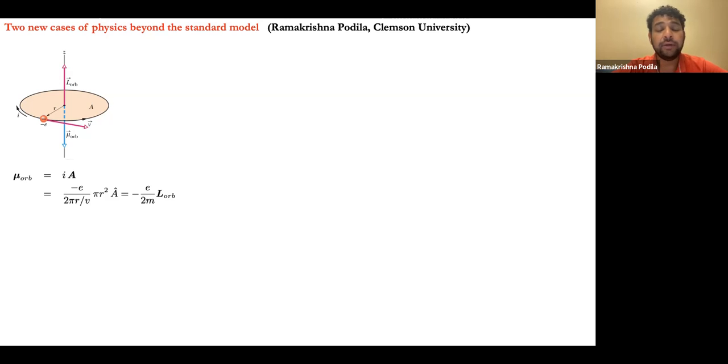So I'm going to talk about two new cases of physics beyond the standard model, with a question mark. First, I'm going to talk about the Muon g-2 experiment. In the Muon g-2 experiment, we're looking at the anomalous magnetic moment.